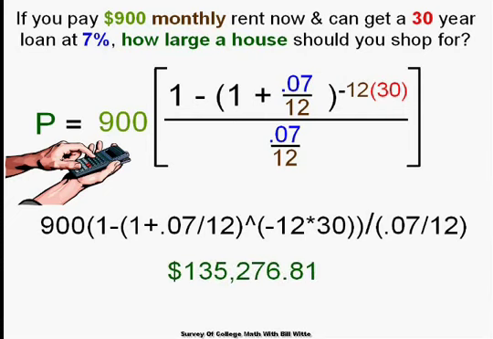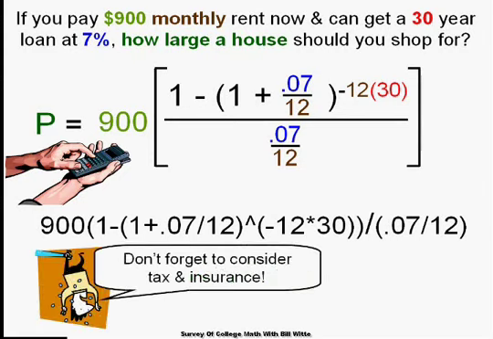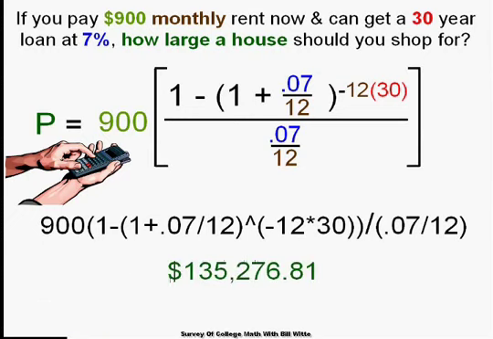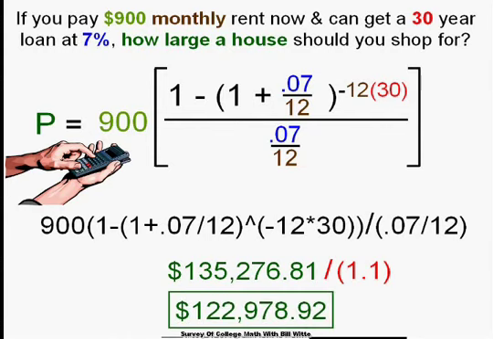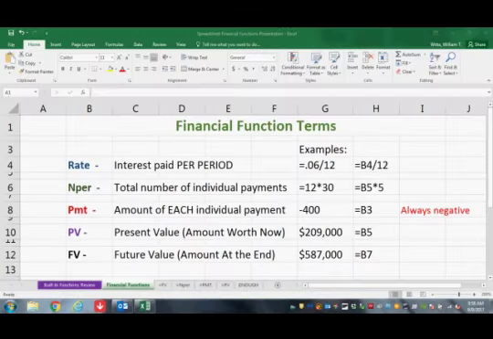We should be shopping with those variables for a house for $135,000. I bet you can find something, maybe a condo. Got to get started with something. Now, don't forget to consider tax and insurance. That's typically about 11% or so, or 10%. So what I tell people to do is to take that number and divide by 1.1. That takes out the 10%. It gives you a realistic figure.